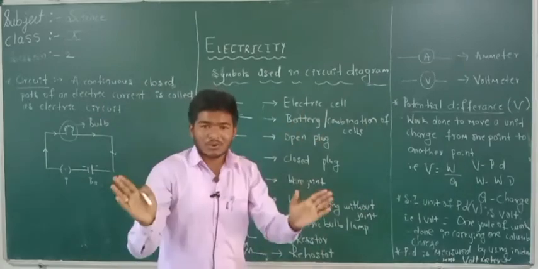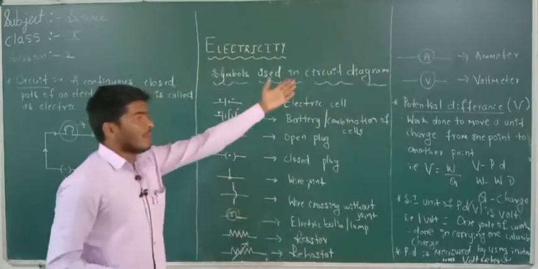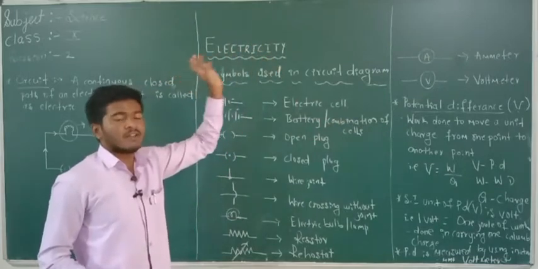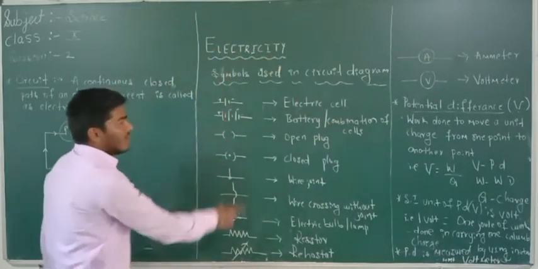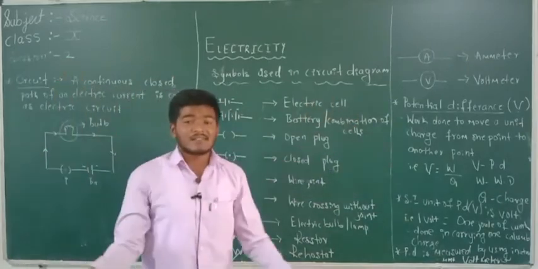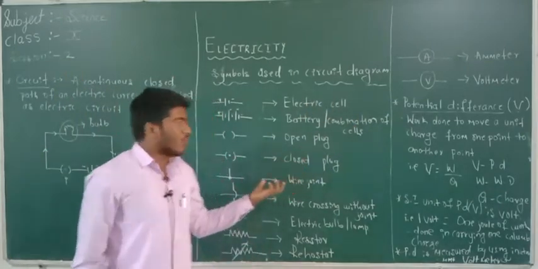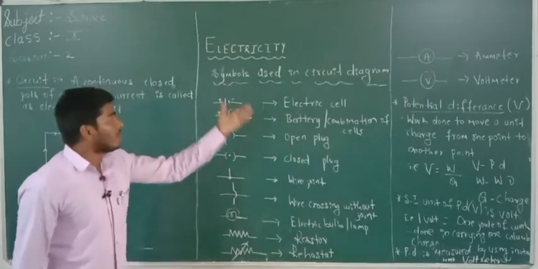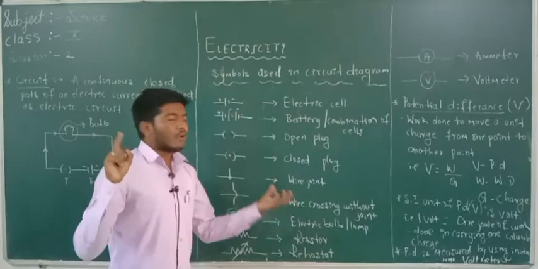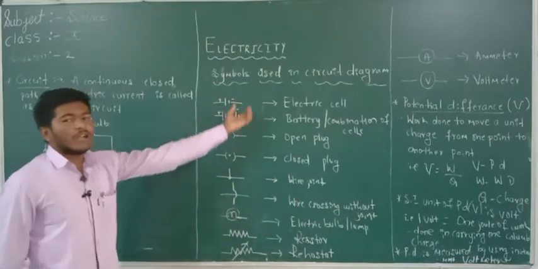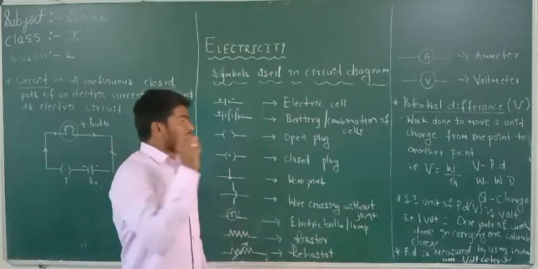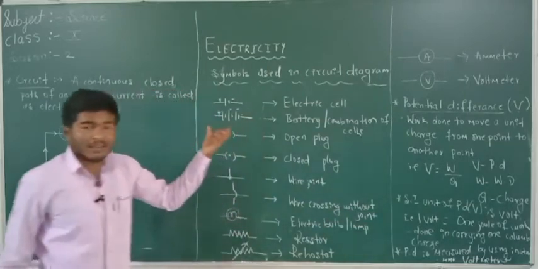Using that circuit diagram, we are going to calculate the potential difference, electric current, resistance, and resistors. So these symbols are very important. Using these symbols, we are going to represent an electrical circuit diagram. Also in your examination, one question will be asked for 1 mark from these symbols. They are going to give us symbols and ask what they represent. Okay, you have to look carefully and remember carefully.